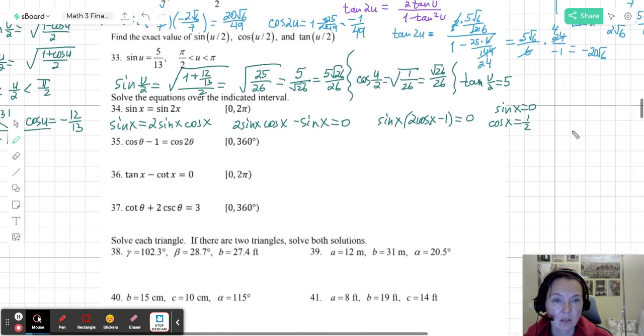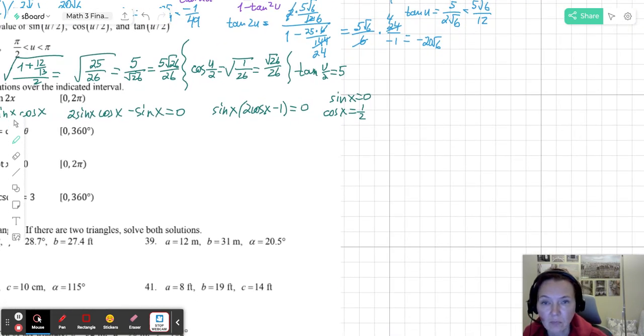If sine x equals 0, that would mean that x will be equal, on the interval between 0 and 2 pi, x is going to be equal to 0 and pi. Cosine x equals 1/2. That means that x equals pi over 3, and 5 pi over 3 on this interval.